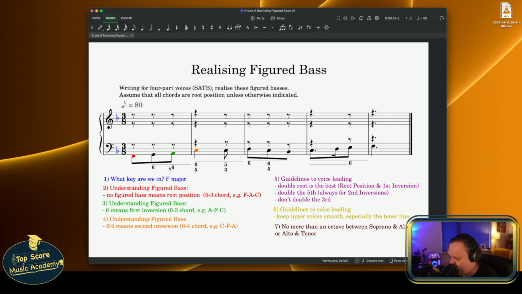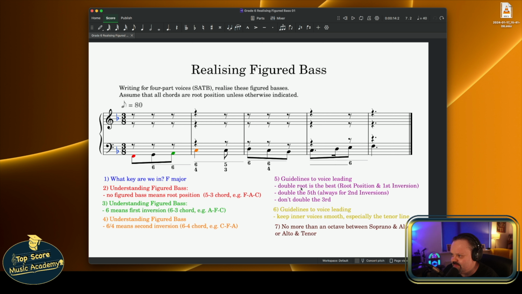Also, you'll see that there's quite a few first inversion chords. There's 1, 2, 3, 4 first inversion chords here. And all of those will imply the third and the sixth above those bass notes. So keep an eye out for them too. And of course, the 6-4 chord occurs twice. So that's your second inversion chord. So the fourth and the sixth above those bass notes need to be included. Okay, so those are the three main figured basses that you need to know.